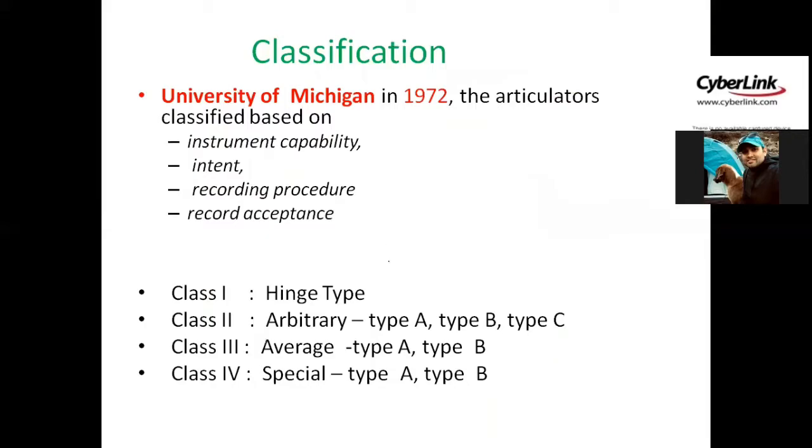So there are various classifications of articulator, but the most acceptable is University of Michigan. In 1972, the articulators were classified based on instrument capability, intent, recording procedure, record acceptance. Some articulators show three-dimensional movements, but some show only single-dimensional movements. So this is the most widely used classification. There are various classes, class 1, class 2, class 3, class 4. Let us discuss them one by one.